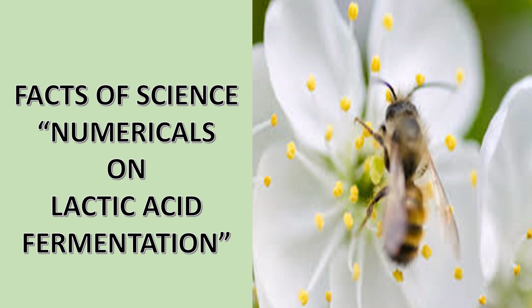There are two types of lactic acid fermentation: homolactic fermentation and heterolactic fermentation. Homolactic fermentation occurs in yogurt, where lactose is converted to lactic acid. Heterolactic fermentation occurs when lactic acid, ethanol, and carbon dioxide are produced. It occurs in pickles. In this video, I will tell you about homolactic fermentation and numericals associated with it.